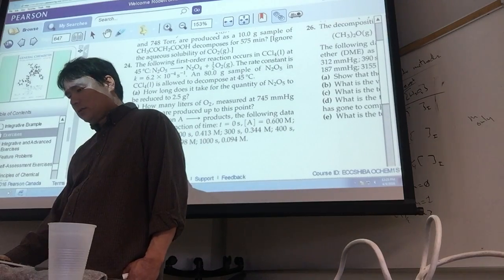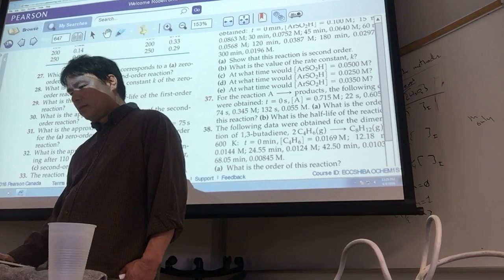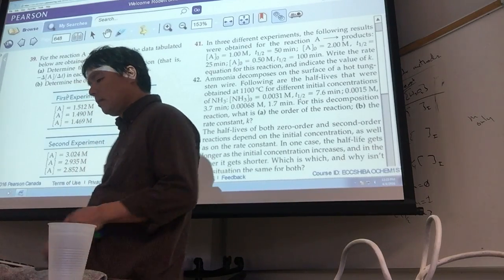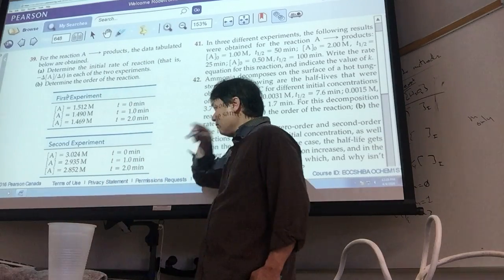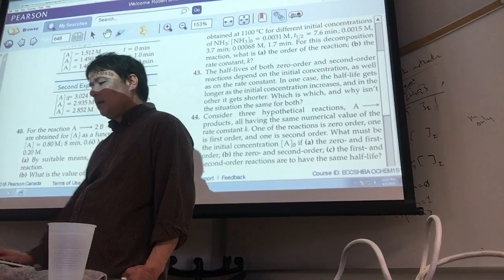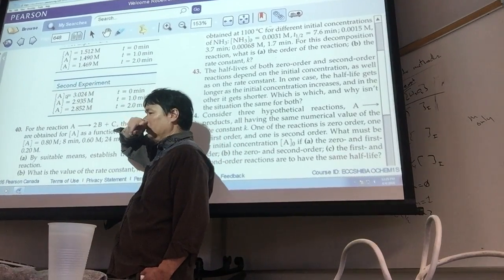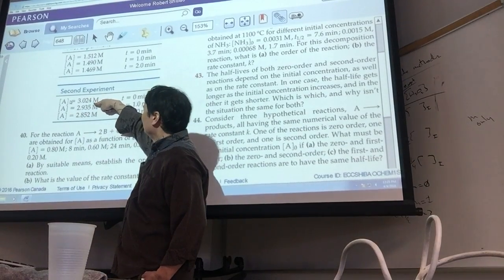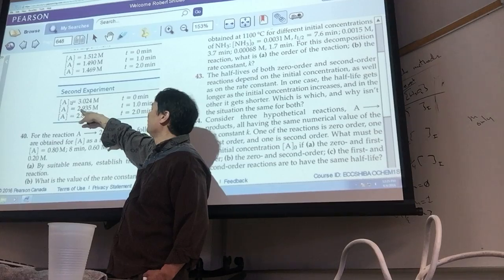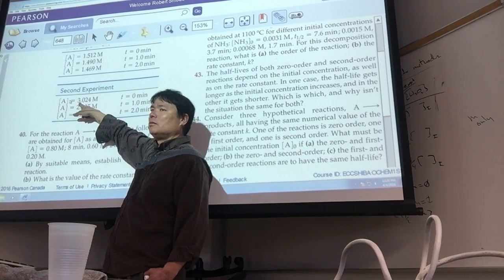And since I can't scroll here, let me see if there's another data table. No. And so let's go back to that one we were looking at earlier. Here. This might be easier to see. Let's look at the second experiment. In the second experiment, has less than 5% reaction occurred here? Let's take a look. What's 5% of 1? 5% is 0.05. So 5% of 3 would be 0.15.